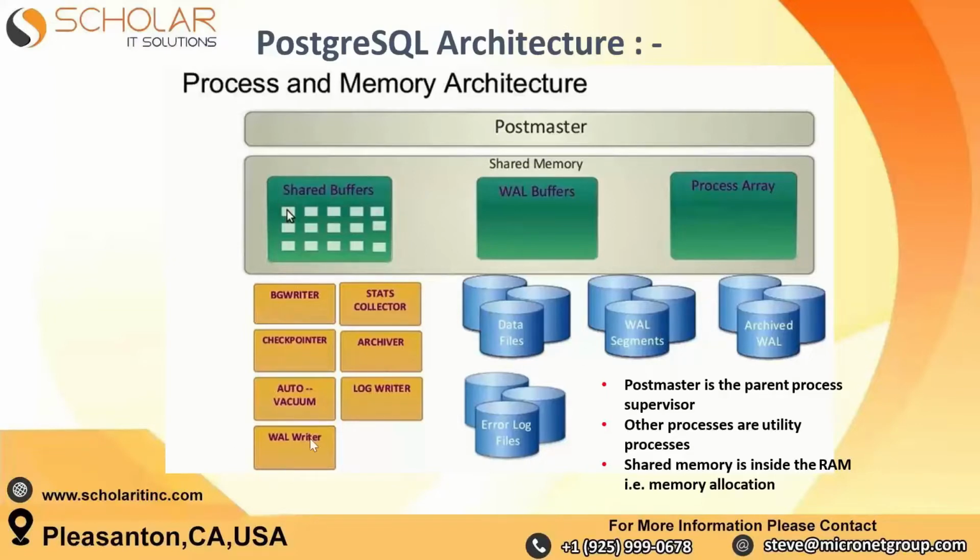So BG writer is done, WAL writer is done, log writer is done, archiver is done. Then you have stats collector. Stats collector is basically a process that collects stats. It runs continuously and collects stats on the tables that you have in the database. Based on that, the Postgres database performance is measured.